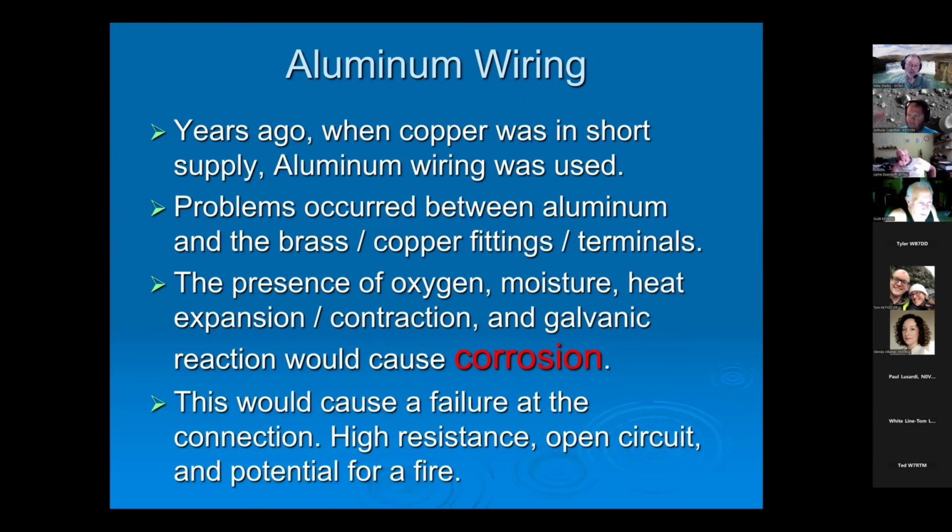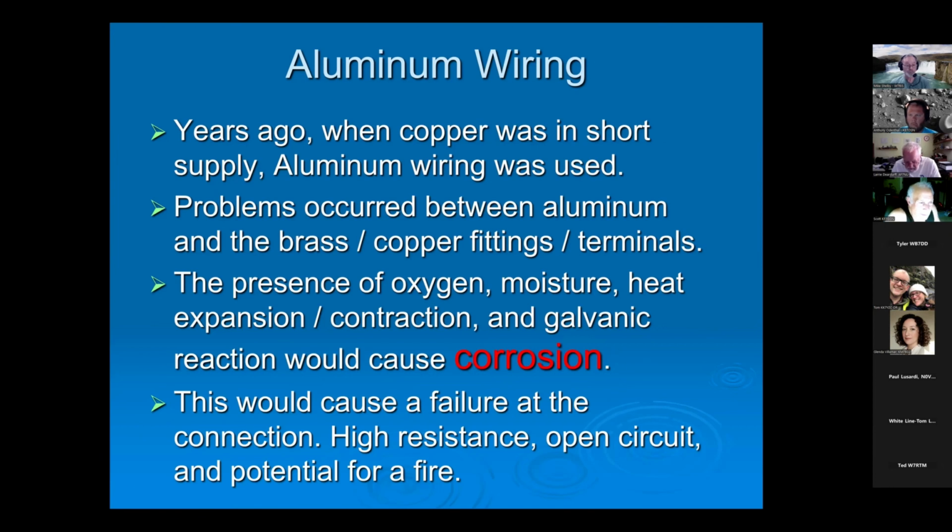So let's talk a little bit about aluminum wire. Back in the days when World War II was going on, copper was at a premium, and they needed copper for all kinds of processes in the war arena. So they started using aluminum wire. Aluminum wire by itself is a pretty good conductor. It's not as good as copper, but when you have a shortage of copper, people use something cheaper, and that's good old aluminum wire.